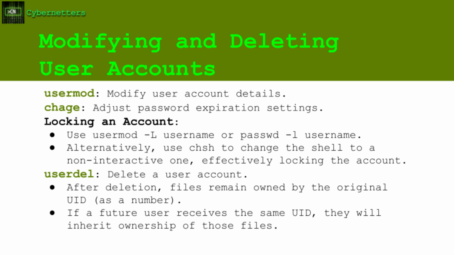Usermod lets you update user details, like changing the home directory or the group membership. Chage adjusts password expiration settings so you can force users to update passwords after a set time. If you need to prevent a user from logging in, use usermod -L username or passwd -l username. Another trick is changing their shell to a non-interactive one with chsh, making it impossible to log in manually.